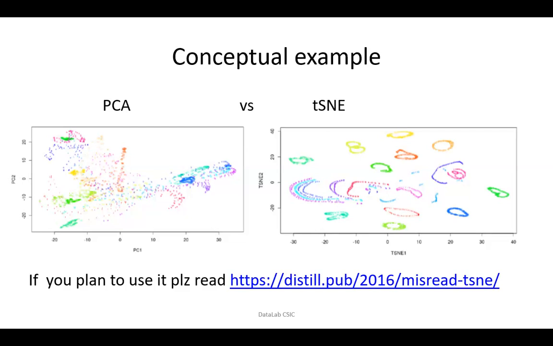This is a typical example. You want to separate some data based on principal components analysis. If you use the first and the second component, the picture is kind of mixed, right? But it's quite typical that you get much better separated visualizations with t-SNE.